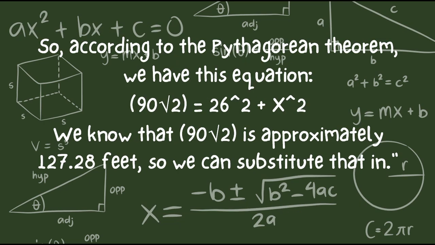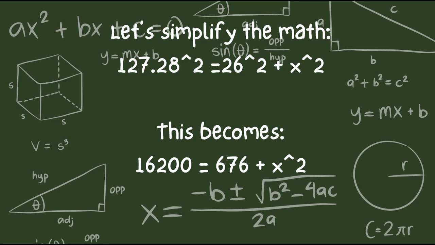So, according to the Pythagorean theorem, we have this equation: (90 square root of 2) squared equals 26 squared plus x squared. We know that 90 square root of 2 is approximately 127.28 feet, so we can substitute that in. Let's simplify the math. 127.28 squared equals 26 squared plus x squared. This becomes 16,200 equals 676 plus x squared.